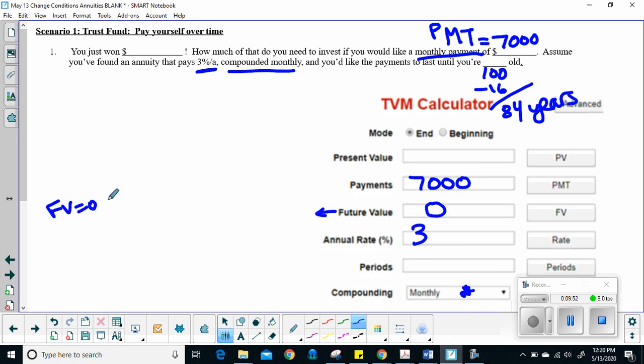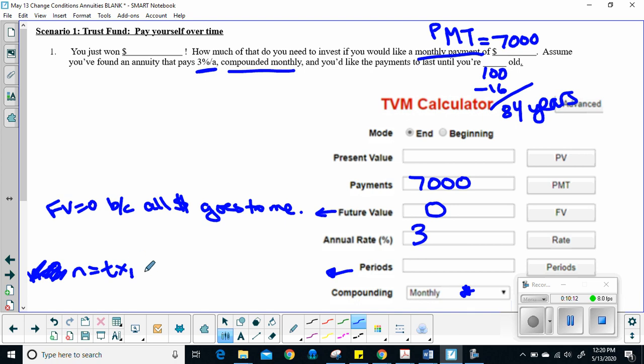So future value equals 0 because all money goes to me, right? You don't want any leftover. And if it does, who cares? You're going to be dead, so you won't need it anymore. Period. So we've got it for, this is our little n, remember, right? So that's our time times our compounding.